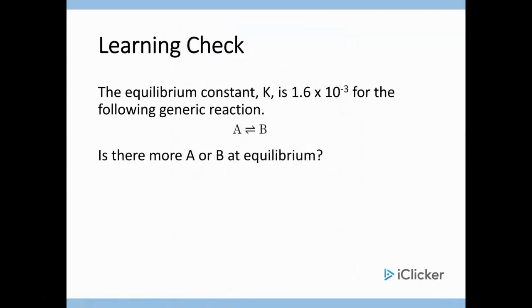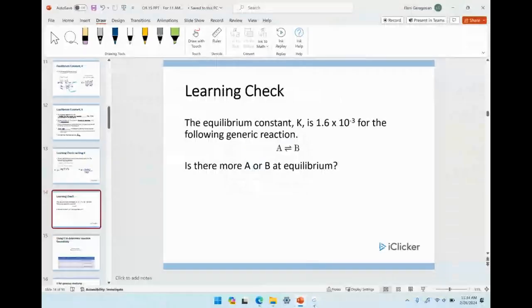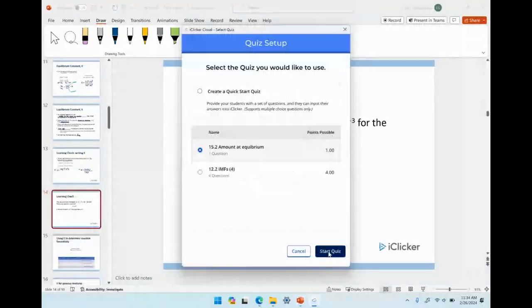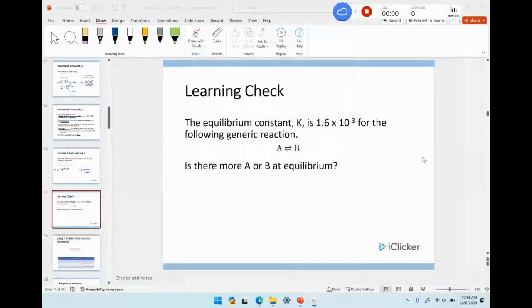So here we have an equation where the equilibrium constant K is provided. So we know the value of K, and the question is, is there more A or B at equilibrium? We're talking about a general reaction with reactant A and product B. So given the value of K, which material is in higher concentration?